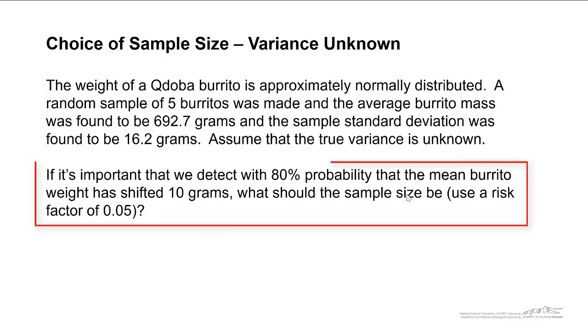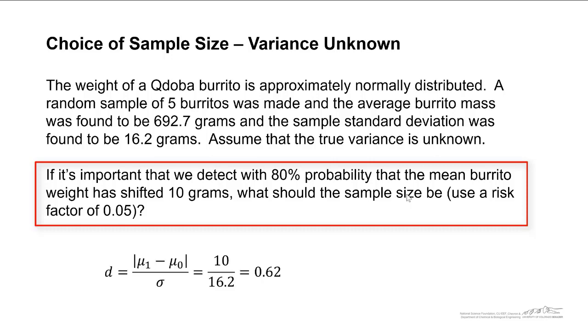If it's important that we detect with 80% probability, that means beta equals 0.2, and the power of the test is 0.8, that the mean burrito weight has shifted 10 grams, what should be the sample size? And we're going to use an alpha of 0.05.